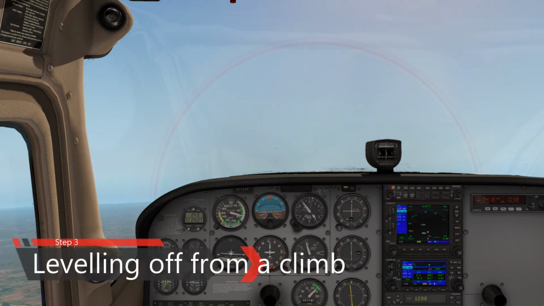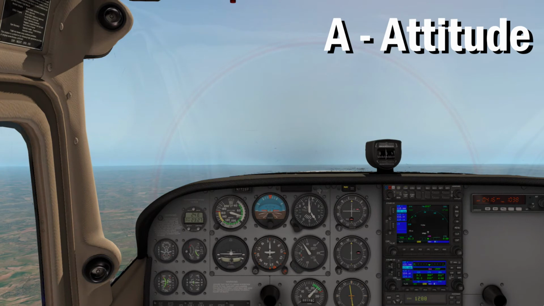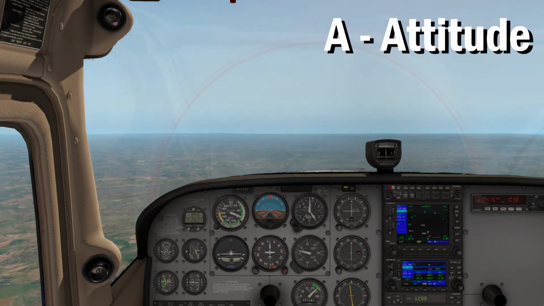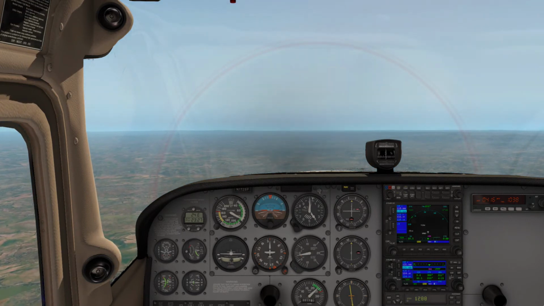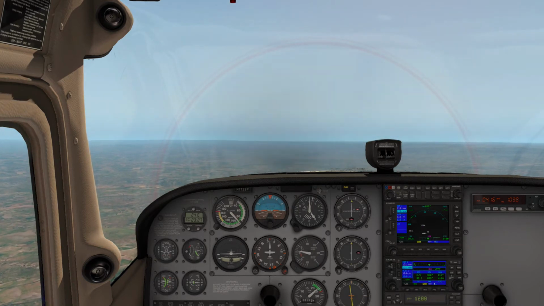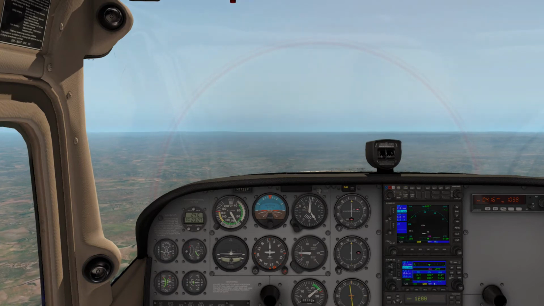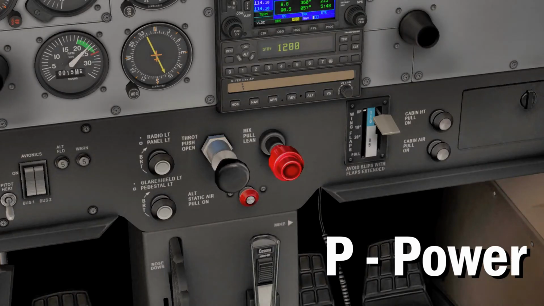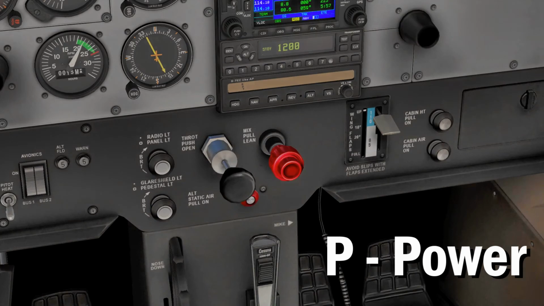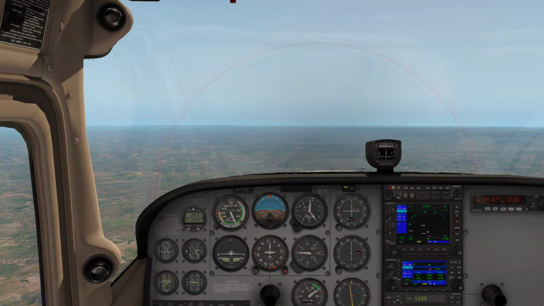When we are close to our target altitude, we use our third technique, APT. I am transferring the climb attitude to a level attitude by pushing the yoke forward to lower the nose and level the aircraft. Then wait for seconds to increase the low speed to cruise speed. Then I can reduce the power to cruise power setting and finally trim my aircraft nose down to continue straight and level flight.